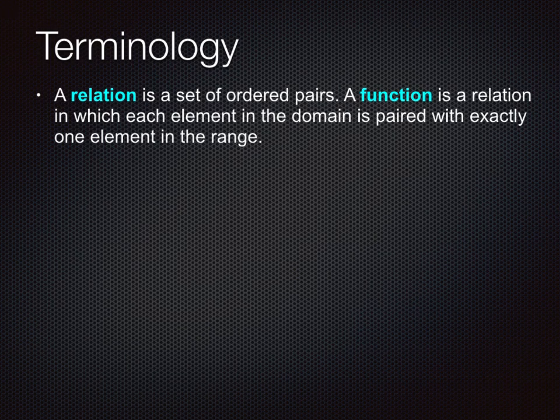A relation is a set of ordered pairs. A function is a relation in which each element in the domain, or your input, is paired with exactly one element in the range, or the output.